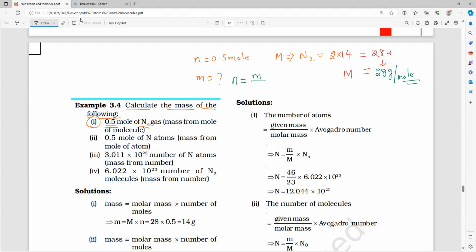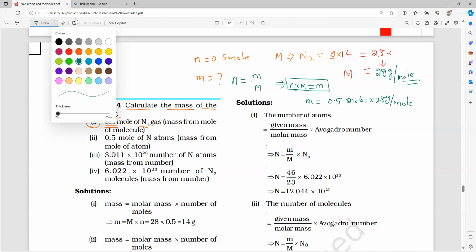n is equal to given mass by molar mass. So now they are asking mass from moles. So what is that? Multiplication. Mass from moles: number of moles into molar mass is equal to mass. So given mass is equal to number of moles, 0.5 moles, into molar mass 28 gram per mole.